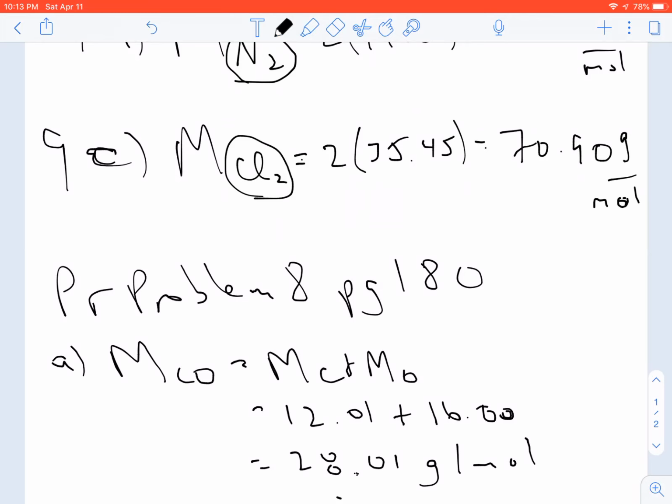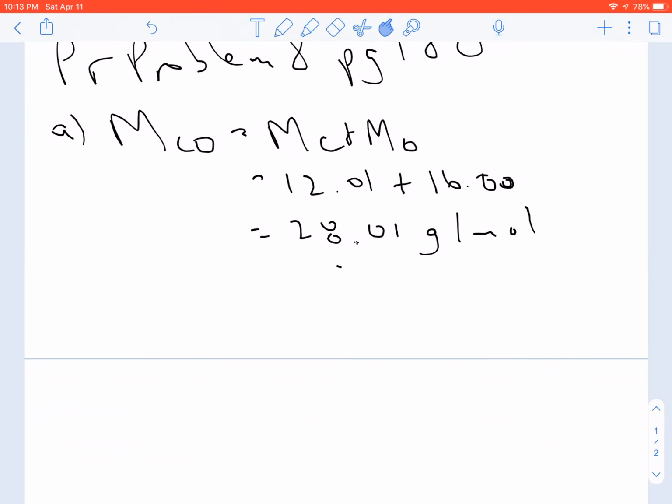Okay, I'm hoping you're getting the idea here that there's a recurring theme that we're talking about this idea of a mole, right? And how much mass does that mole have, right? Using the molar masses from the periodic table. Okay, 8C says calculate the molar mass for magnesium hydroxide.